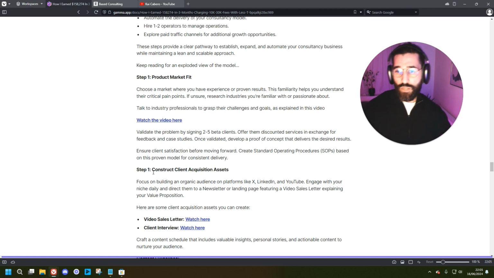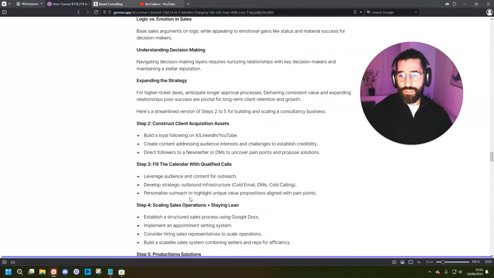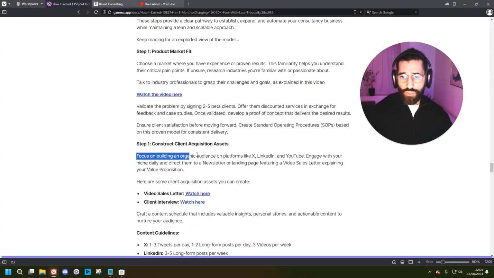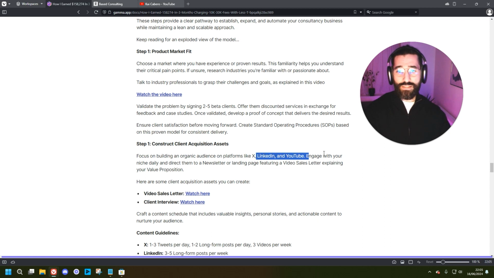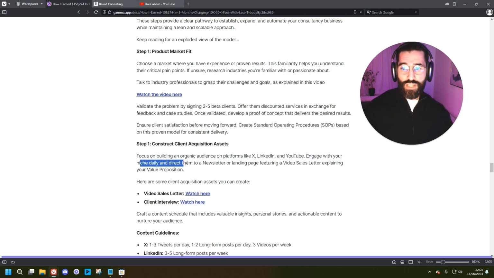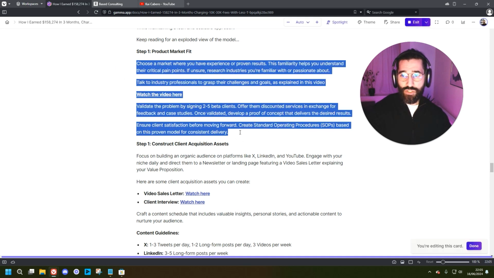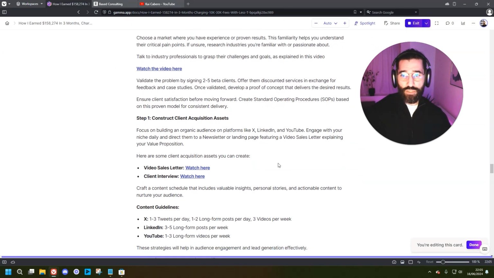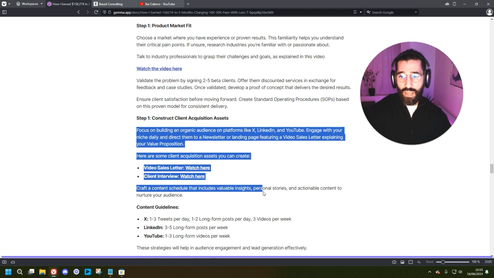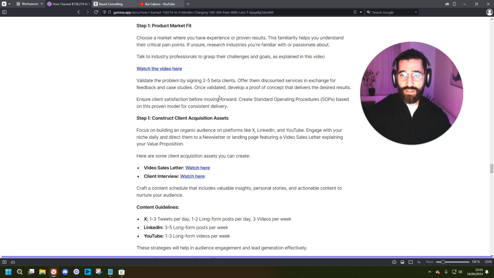This should say step 2, but yeah, it is what it is. Construct client acquisition assets. So I'll just go deeper on these points here, okay? Focus on building an organic audience on platforms like X, LinkedIn, and YouTube. Engage with your niche daily and then direct them to a newsletter or a landing page featuring a video sales letter, much like this, explaining your value proposition. So this is your value proposition validation stage, okay? After you've done all that and you've got the feedback you need, you start constructing client acquisition assets, okay? Because you've got a validated model now, okay? And people have paid for it, yep.